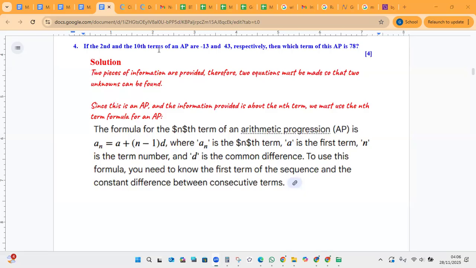Two pieces of information are provided, and then we can solve for n. In order to use this formula, we have to use it 3 times: one for the second term and the negative 13, one for the 10th term and the 43, and one to solve for n.